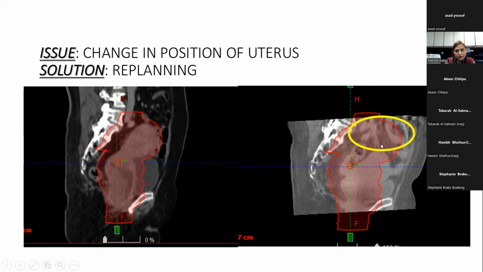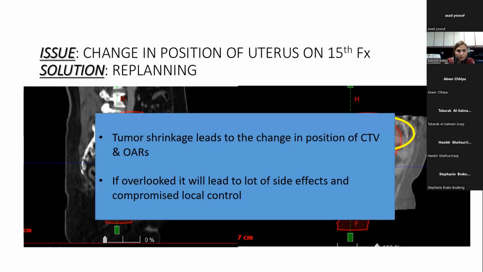When the uterus changed in position, more and more small intestine comes in the treatment area. And in this patient, we picked up these changes, and this patient actually started having diarrhea. So what we did, we did the replanning in this patient. So the tumor shrinkage leads to the change in the position of CTV and organ at risk. If overlooked, it will lead to a lot of side effects and compromised local control.